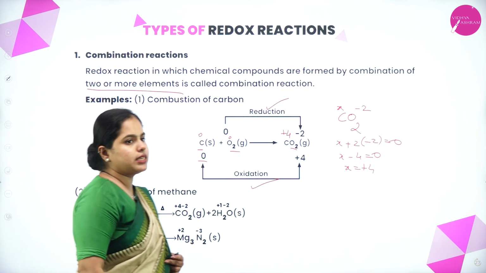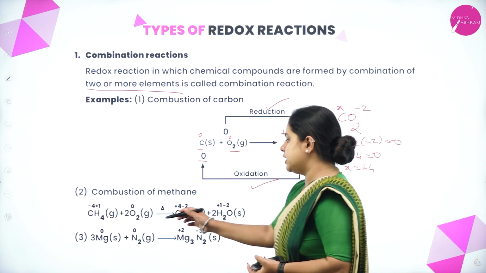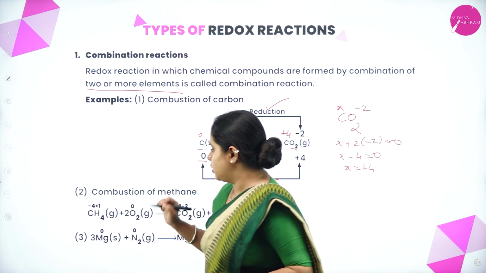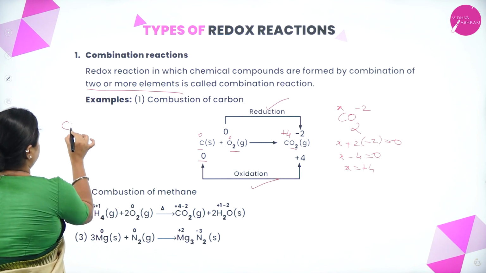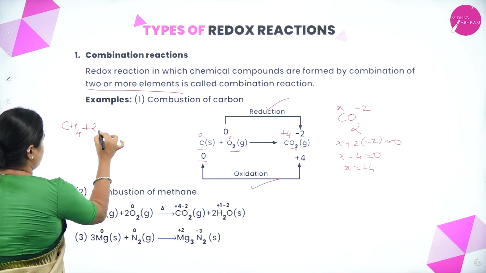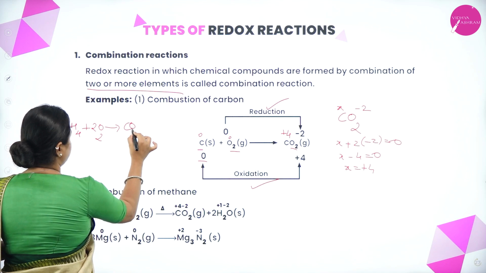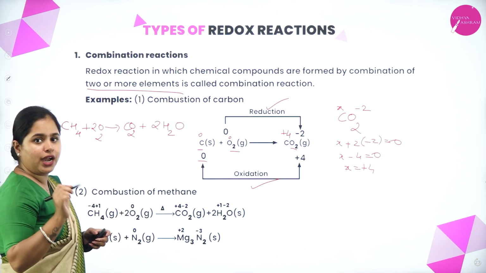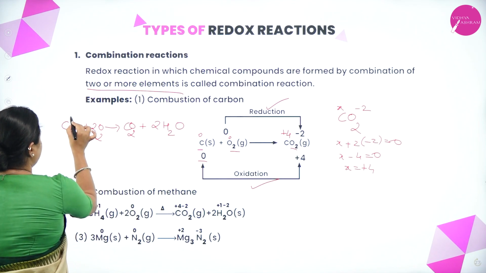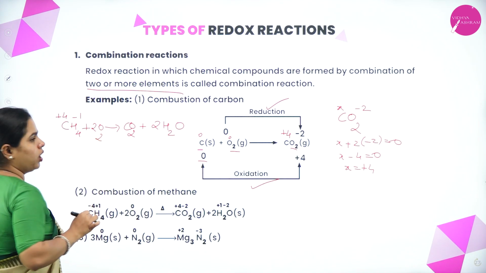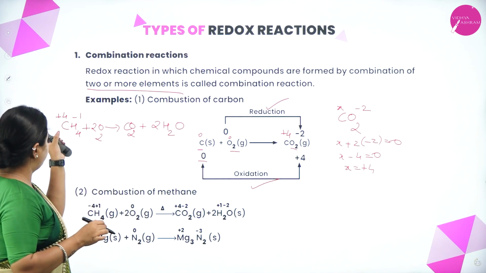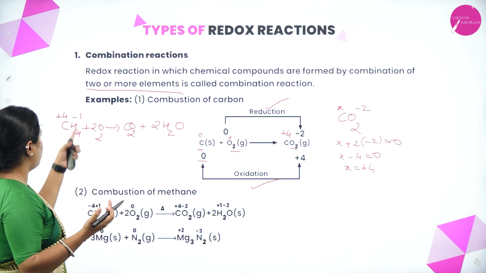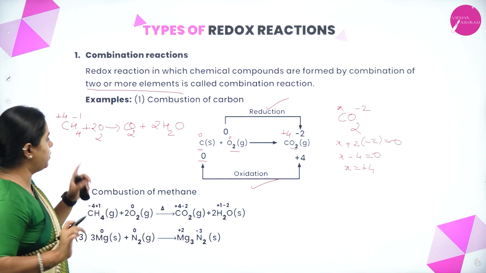Okay. Now the next example is combustion of methane. CH4 plus 2O2 is giving CO2 plus 2H2O. Okay. So let us write down this example here. CH4 plus 2O2 giving CO2 plus 2H2O. Okay. So CH4, for hydrogen it is -1, right? And carbon it will be +4. How come? 4 atoms are there. So if you calculate it, you will get -1 here. For hydrogen it is -1. 4 atoms are there. So to balance it, it will be +4.